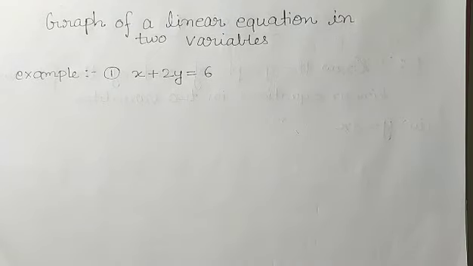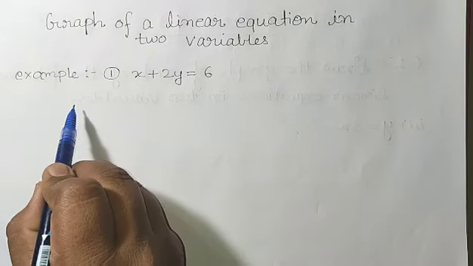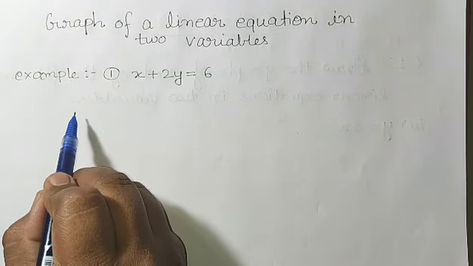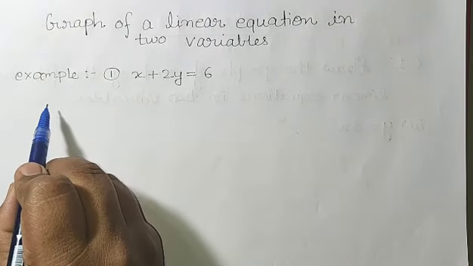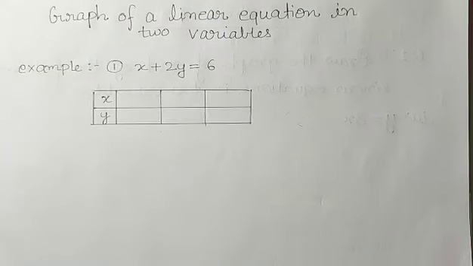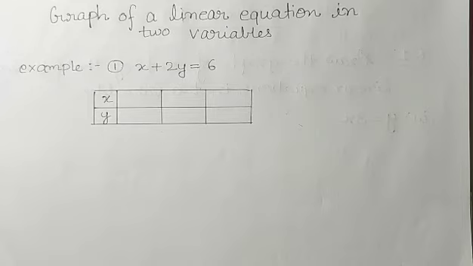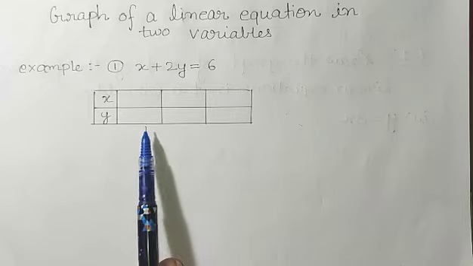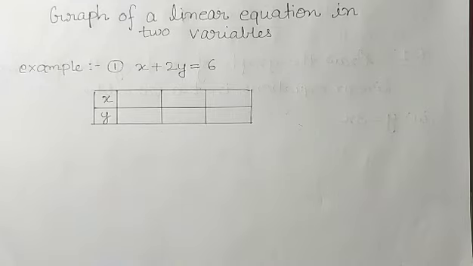So firstly students, to draw the graph, we will find 4 solutions for this equation. Okay, then we will show them on the graph. How can we show it? See, firstly we will find the solutions. For that students, we have to draw a table like this. Okay, and here I have given 3 spaces to write the solution.